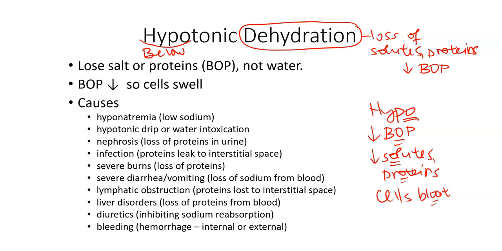Now, take a look here at the problems we've got. I would not memorize this list of causes, but look at what they all have in common. Here's low sodium. Here's loss of proteins, more loss of proteins and sodium. Only one of these stands out as not fitting the normal trend, and that is the second one here, hypotonic drip or water intoxication. So let's talk about how this works by using a picture. We're going to pick one of these as an example. Let's use liver disorders, loss of proteins from the bloodstream, and walk through how that happens.